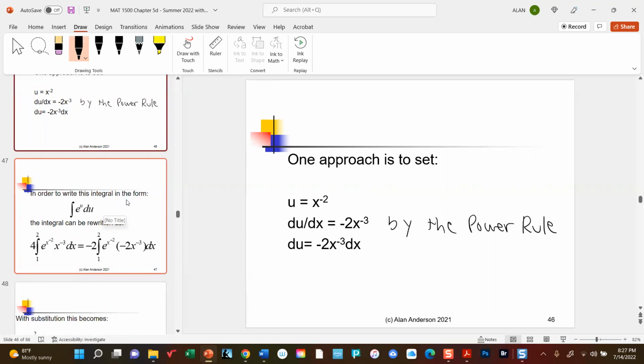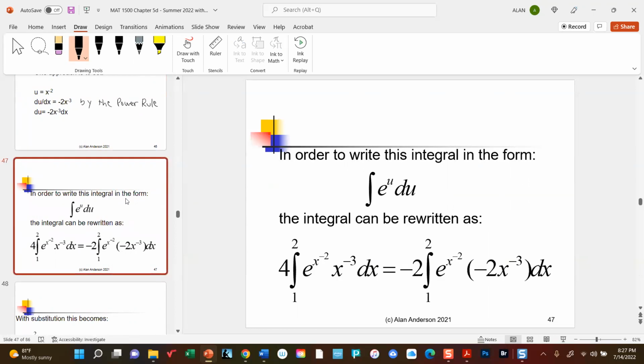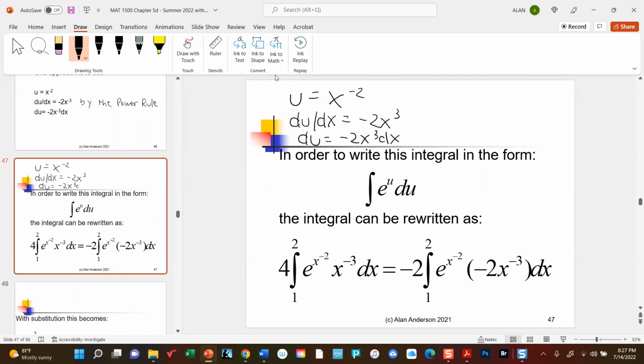Because of that 4 out there, remember, all right, let me just quickly remind you that u is e to x to the minus 2. du/dx is minus 2x cubed, and du is, of course, then minus 2x cubed dx. So we don't have the negative 2. We do have a 4 here, though.